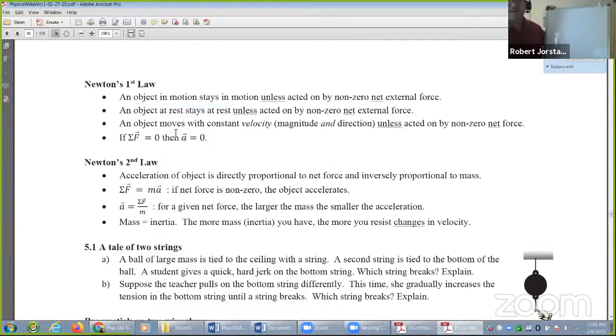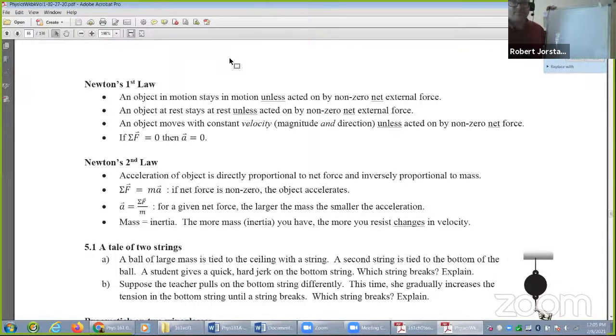Now, what does that mean? To be clear, an object moves with constant velocity if there's zero net force. One possible constant velocity would be zero, right? So if it's at rest, that's a constant velocity of zero. And if it's in motion, it's going to stay in motion in the same direction unless you exert a force on it. So I like to think about, say, a plane flying.